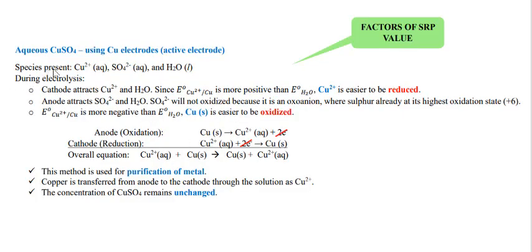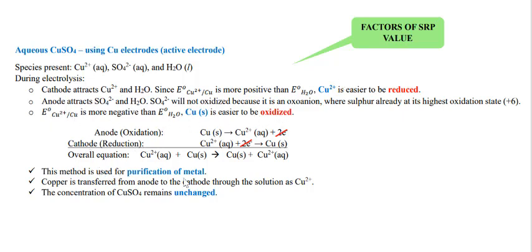the anode. For the aqueous solution of copper sulfate using an active electrode, which is the copper electrode, the cathode will attract the copper 2+ ion and water. Since copper 2+ is more positive than the E value of water, copper 2+ is easier to be reduced at the cathode, while at the anode, sulfate ion and water will be attracted. Since sulfate ion will not be oxidized because it is also an ion, and the E value of water is more positive than that of copper, copper will be oxidized at the anode.